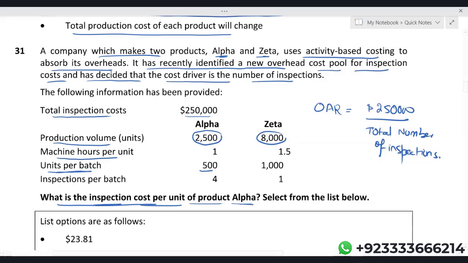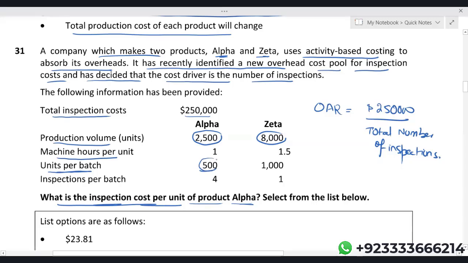You might have seen on medicine tablets that they normally write the batch number. Obviously they cannot manufacture one tablet, two tablets. No, no, no. They always go for batches. So in one batch, let's say they are manufacturing 2,000 or 3,000 tablets. It will always be on the basis of batches. So one batch of alpha is 500 units. So total alpha units are 2,500.